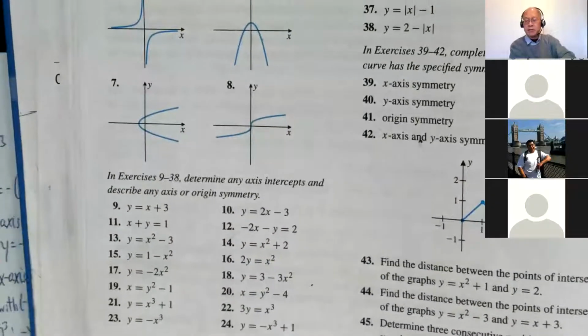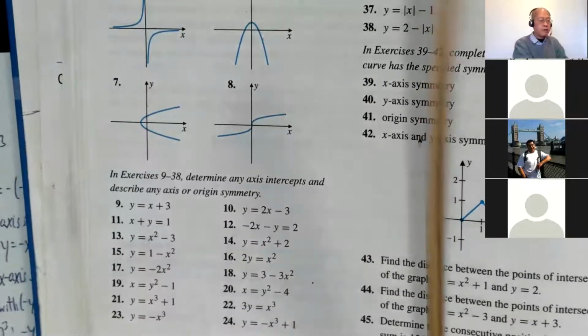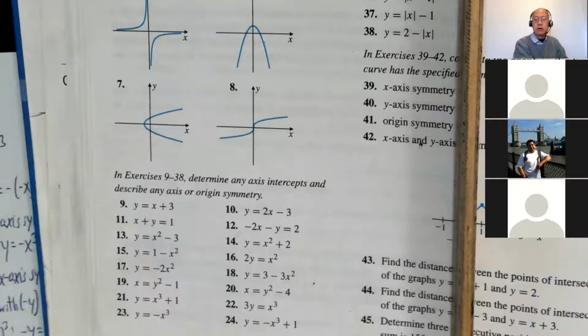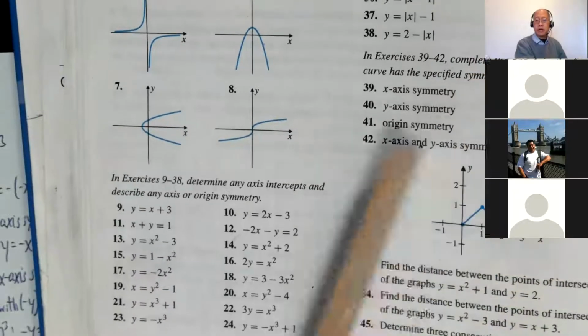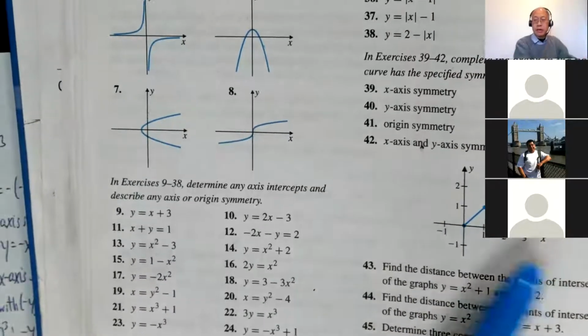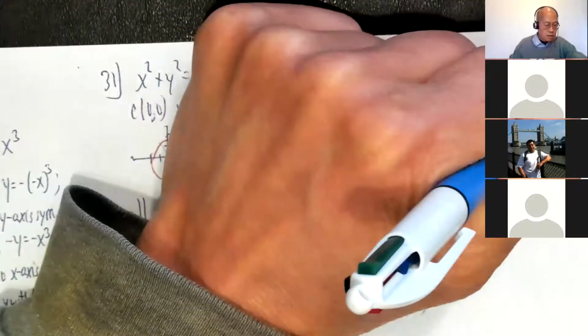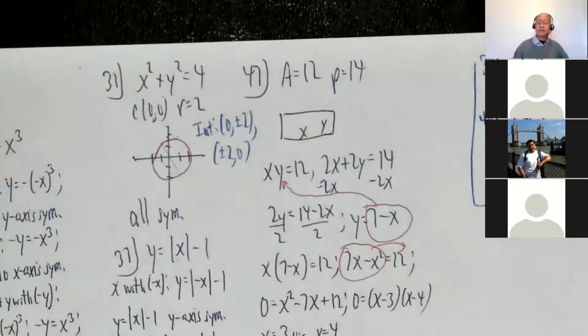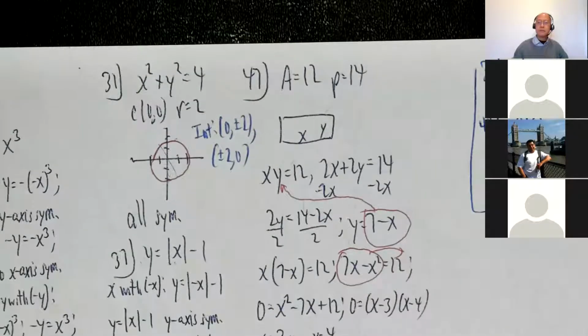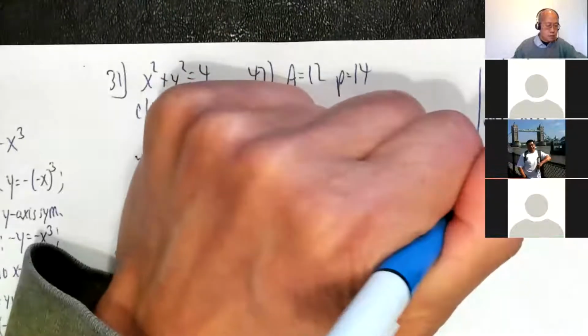Oh, 40, I know it's even. Y-axis symmetry. So complete the graph. It's 1 to the right, symmetry. So I have something over here, like a V. Right? I get something over here. Like that. Yeah.